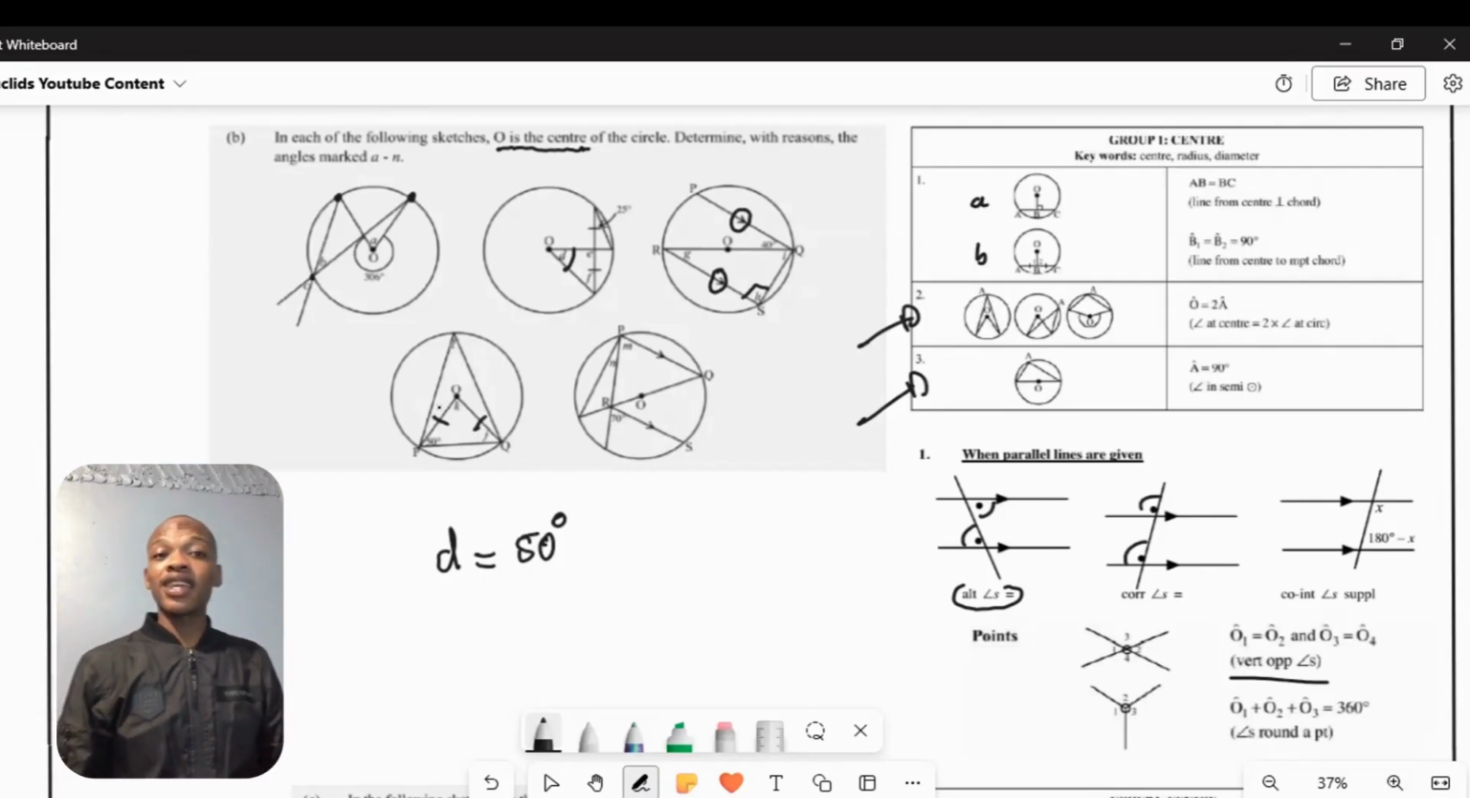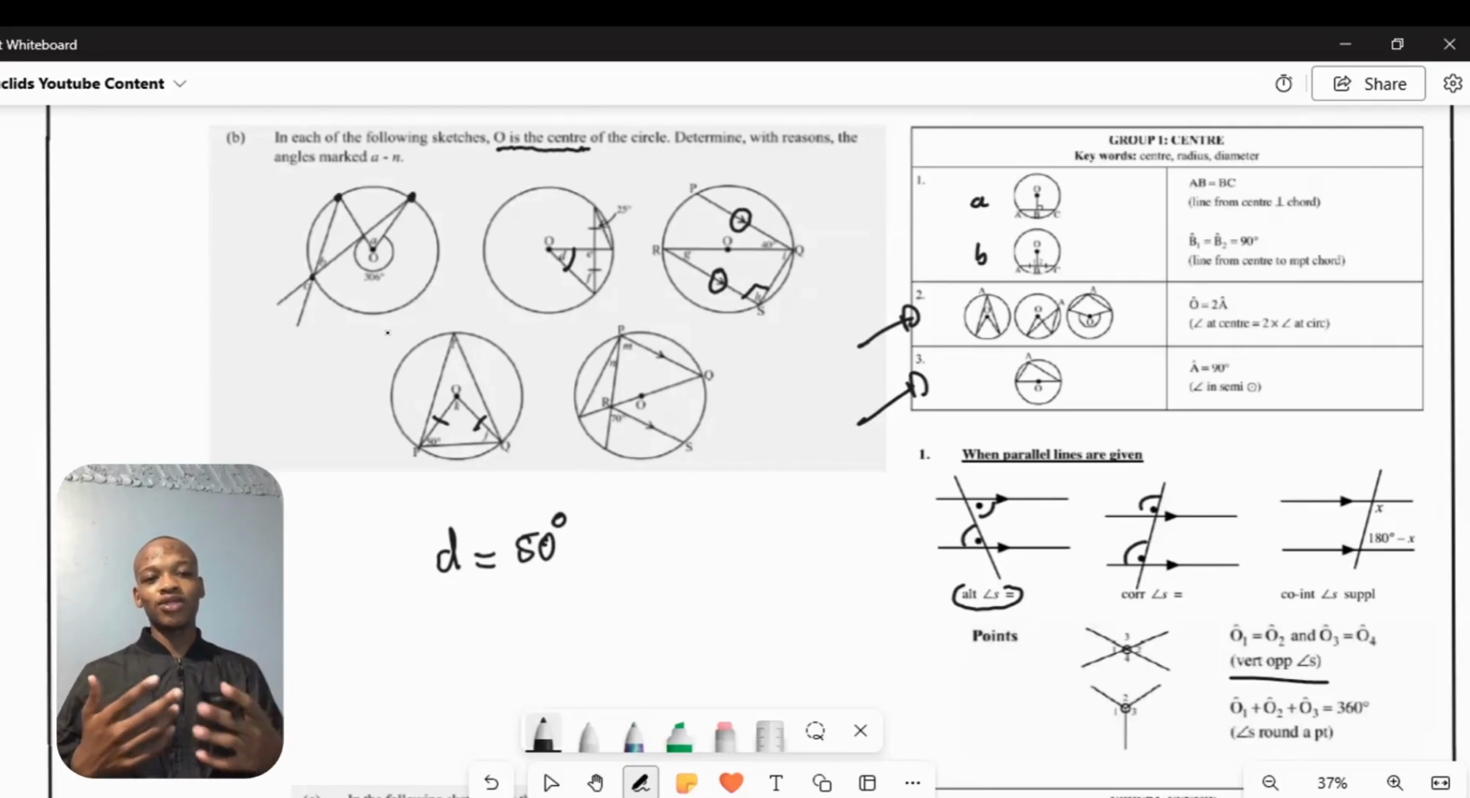If we're able to get 50 and 50, that's 100, and 180 minus 100 is 80, which means K is 80. Come on, guys, we cannot be repeating one and the same thing. Now you should be getting it. And then angle at the center is twice the angle at the circumference. That's your L.